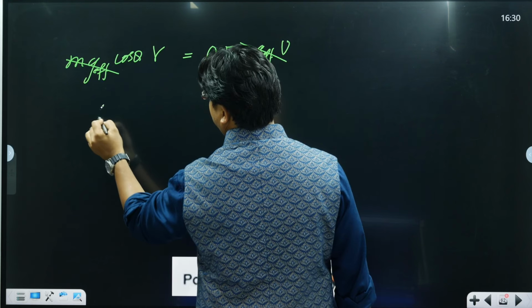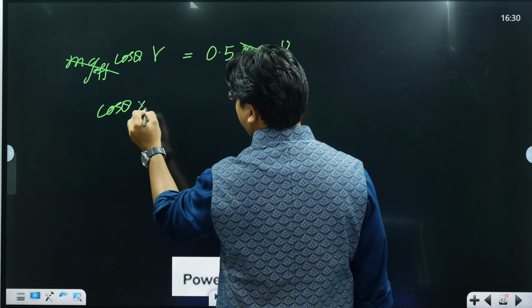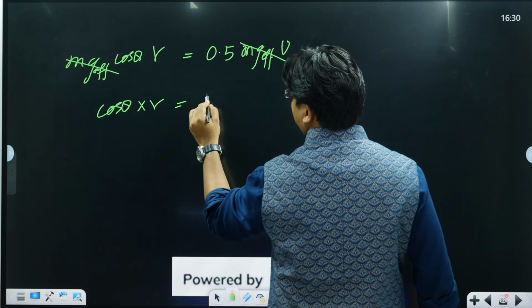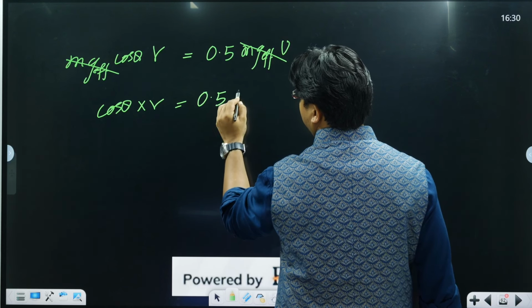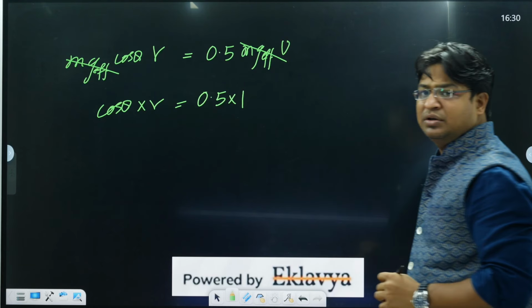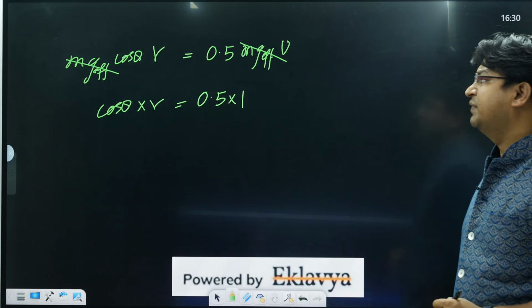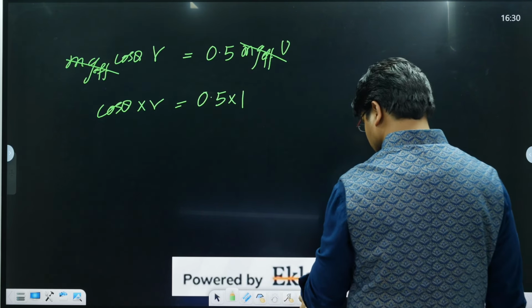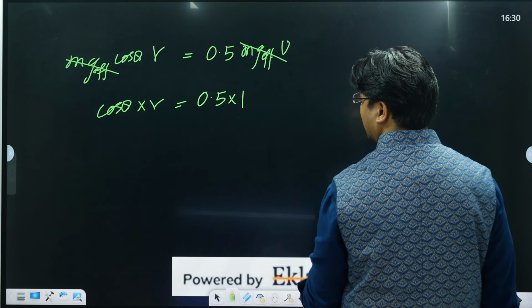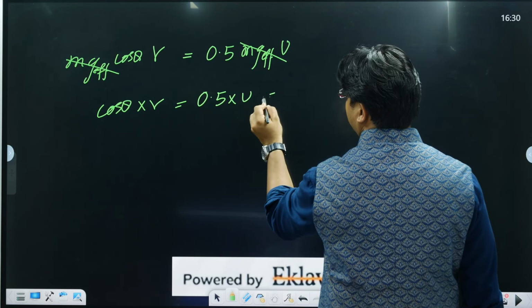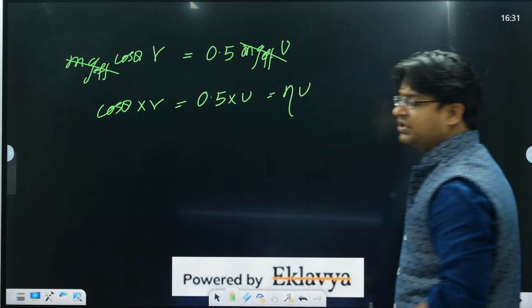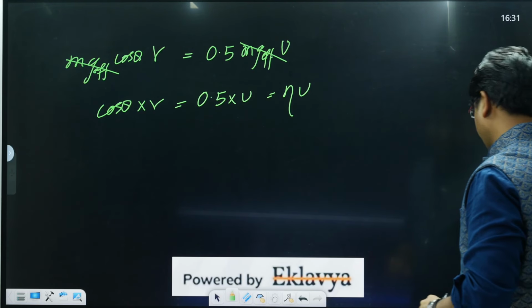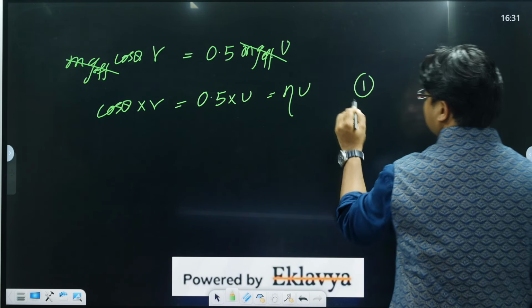We are left with cos theta into v equals 0.5 into 1, that is 0.5 into u. Or we can write it in terms of u also, so I can write it as eta into u. If you want to keep everything in terms of symbols, let us keep everything in terms of symbols. So this is what we have got. Let me write this as equation number 1.